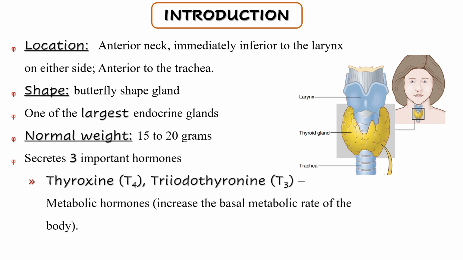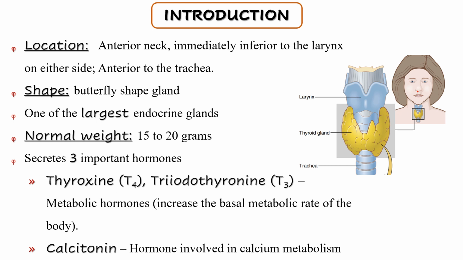The first two are the metabolic hormones, which increase the basal metabolic rate of our body, and those are thyroxine and triiodothyronine. And the third is the hormone which regulates the calcium metabolism in our body, and this is secreted by the C cells in the thyroid, and this hormone is called as calcitonin. Today we are going to concentrate ourselves on the synthesis of the two basic metabolic hormones, that is the thyroxine and triiodothyronine.